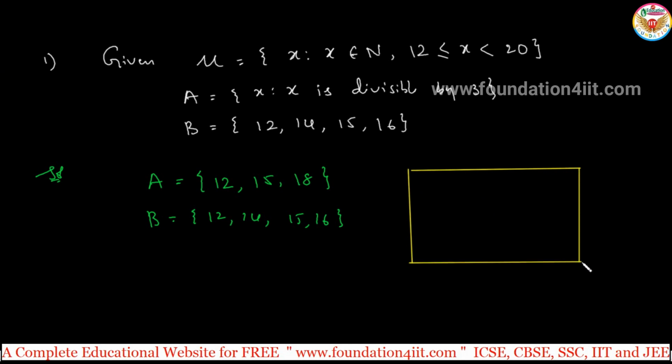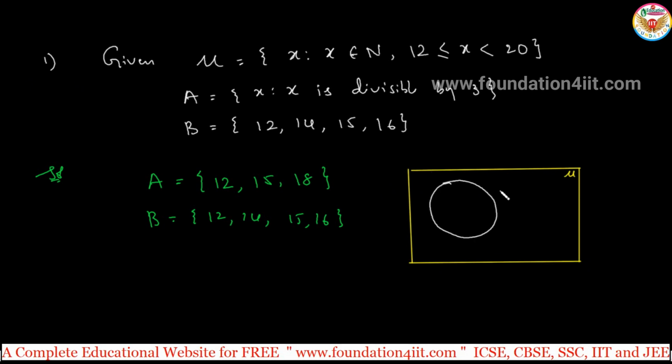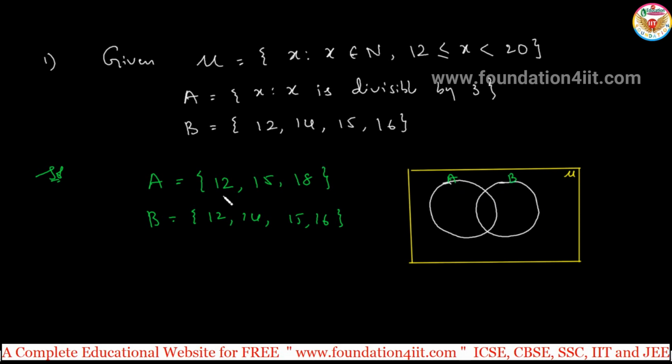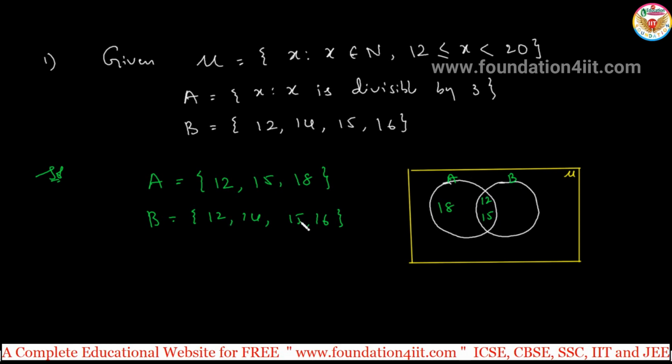Take this rectangle. This is the universal set, right? All the elements. So inside we have set A and set B with a common part. Let us take this A and B. First 12, 15, 18, and 12, 14, 15, 16. So 12 and 15 are the common. You should write 12, 15 here. Remaining is 18. In set B, 12, 15, next to that 14 and 16. 14 and 16 are here. So A and B are fixed.